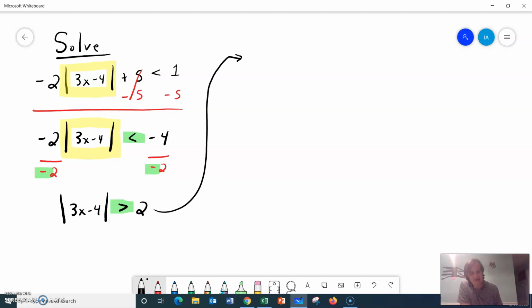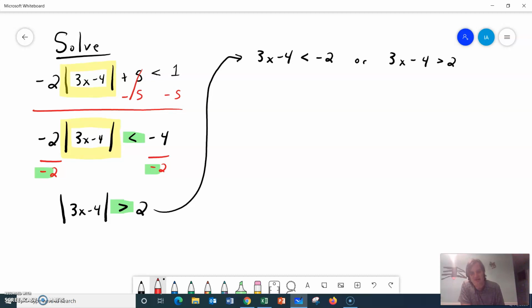So that means two separate inequalities. One of them is 3x minus 4, dropping the bars, but changing the inequality and changing the sign of the value. So 3x minus 4 less than -2, or simply the inequality we get by dropping the bars, 3x minus 4 greater than 2. So two separate inequalities to solve. If you don't write them both down at the same time, sometimes you forget that you have two of them to work with. So we'll solve them one at a time.